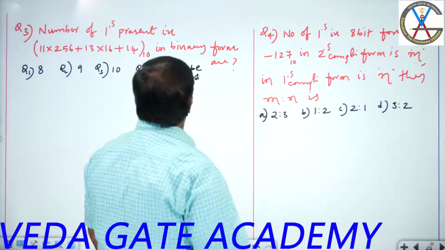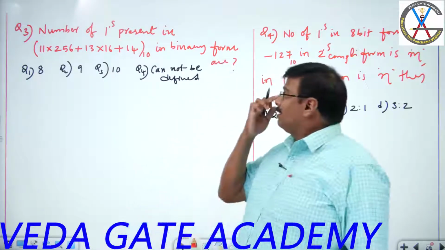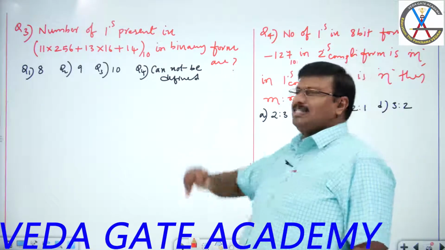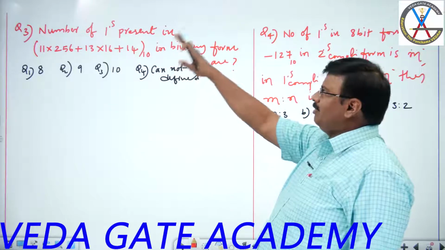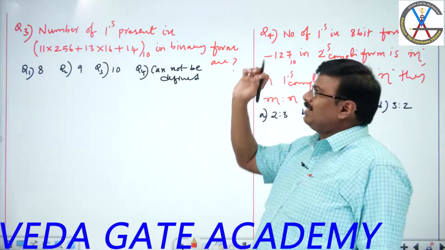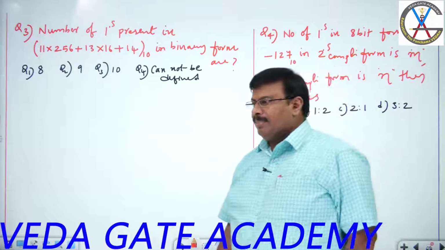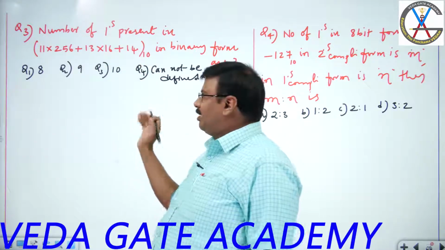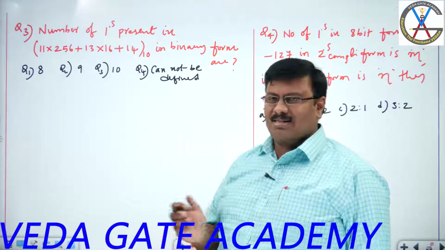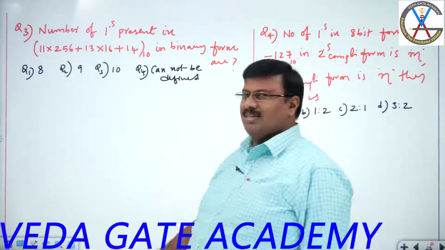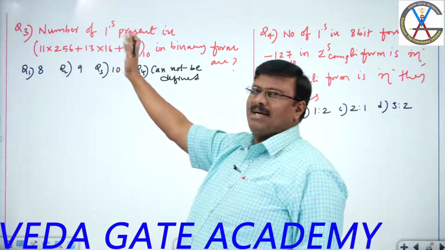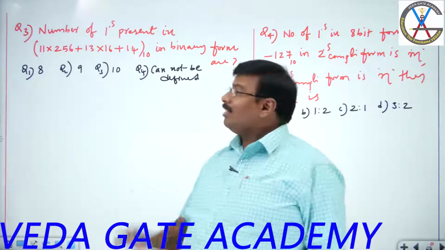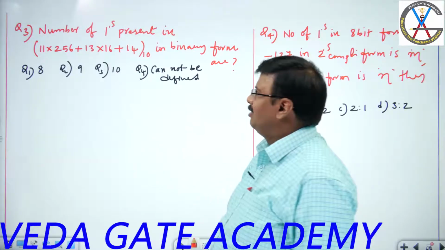Here we have the number of ones present in 11 times 256 plus 13 times 16 plus 14. Some multiplication and addition, then converting into binary. We want to get the number of ones available in that. There are 2 ways. If you go the mathematical way, simply multiply and add, you get a decimal, convert into binary, you will get the answer, but that is lengthy. I don't want you to go that way. Multiply, add, and convert the decimal number into binary is a waste of time. There is a logic here. Try to guess.